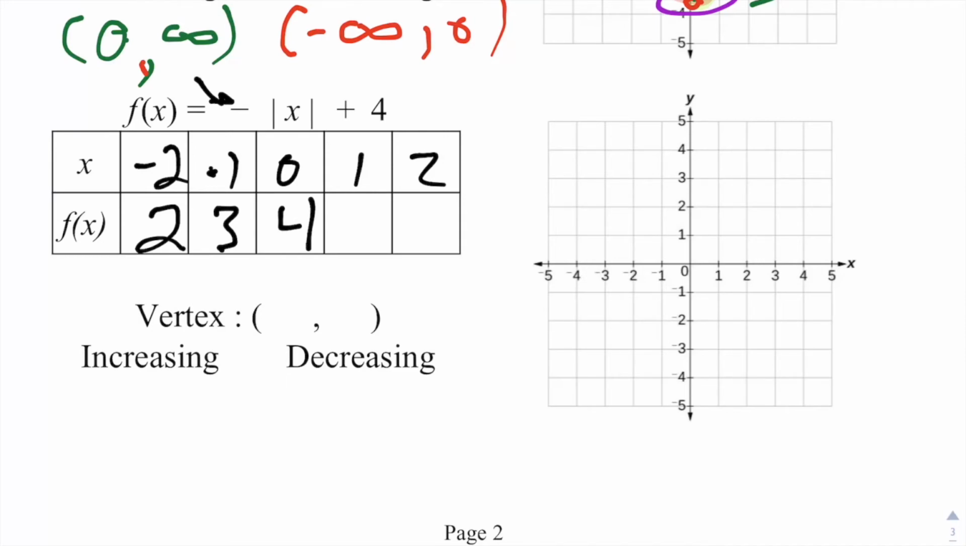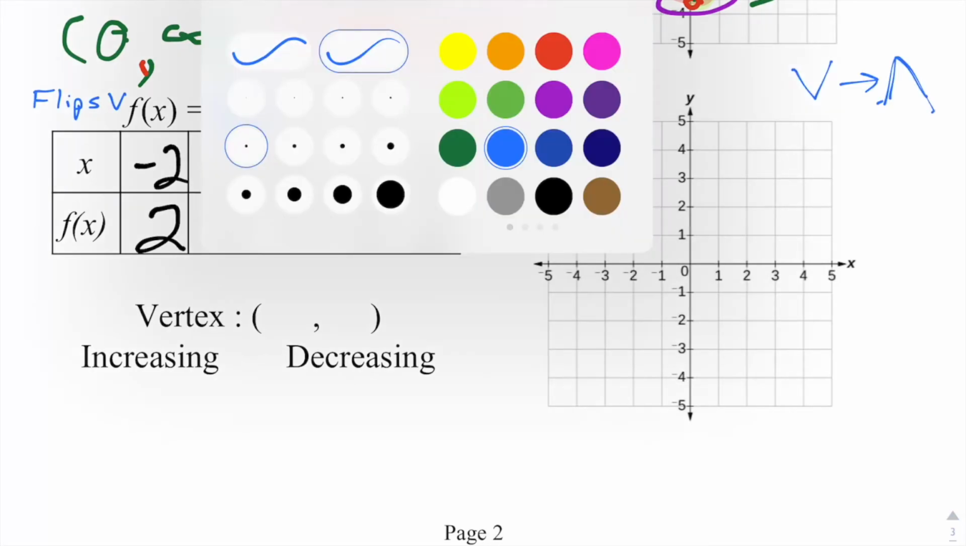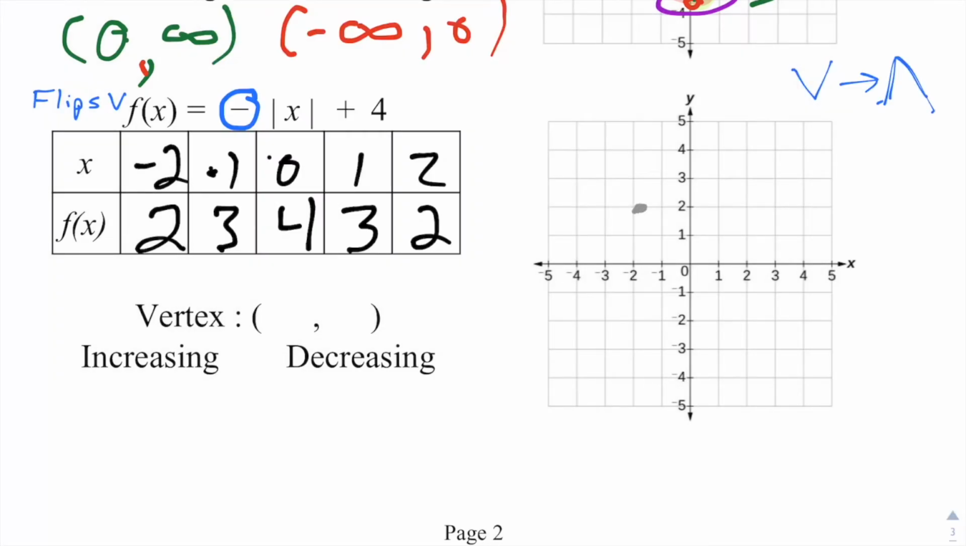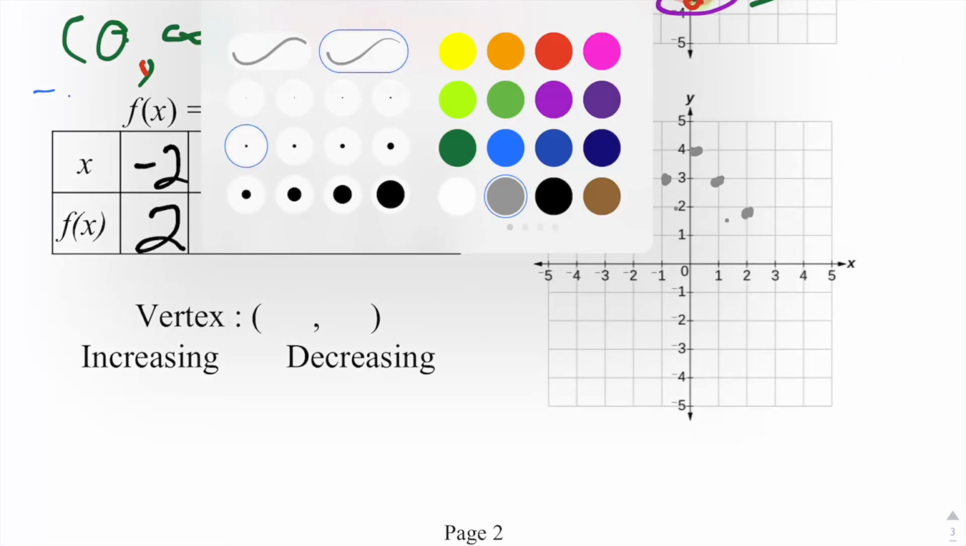When I plug in 1, the absolute value of 1 is 1. However, I have to apply that negative on the outside, which gives me -1 plus 4, which is 3. When I input 2 into this absolute value equation, I get the absolute value of 2, which is 2. Don't forget about the negative out in front, which makes it -2 plus 4, which gives me 2. So let's graph our points. -2, 2, -1, 3, 0, 4, 1, 3, and then 2, 2. Let's sketch our graph.